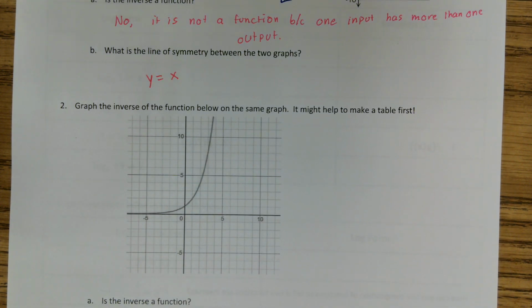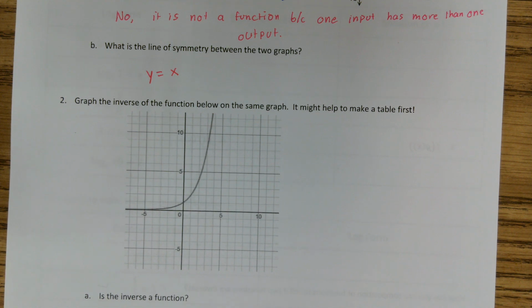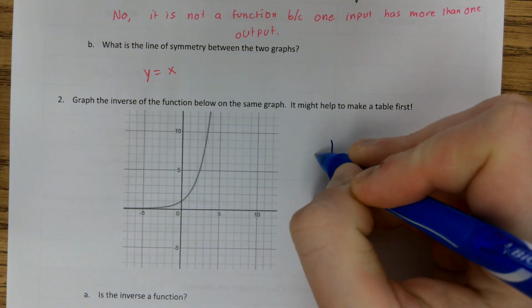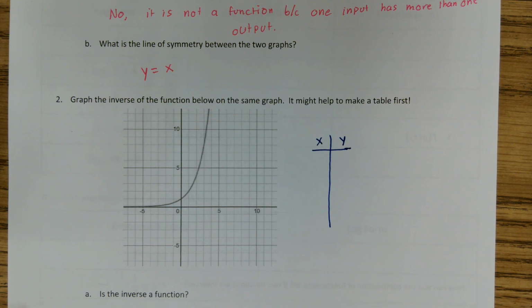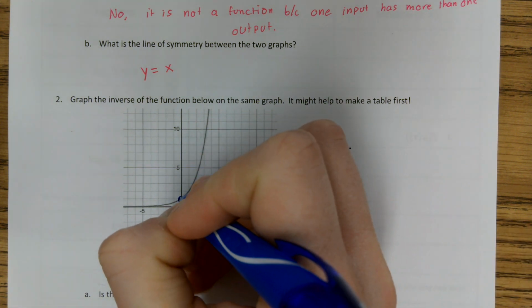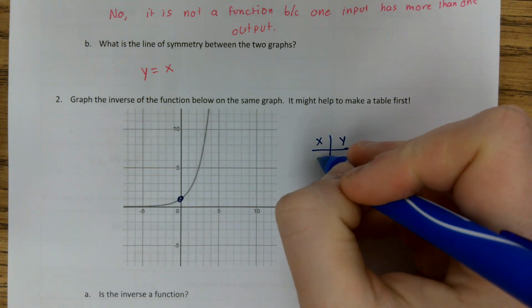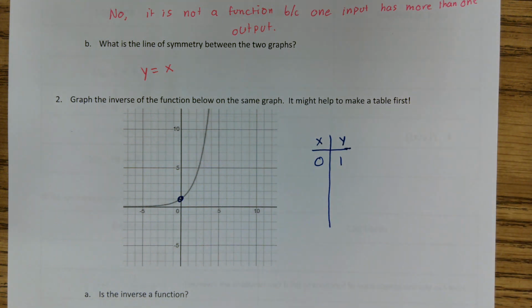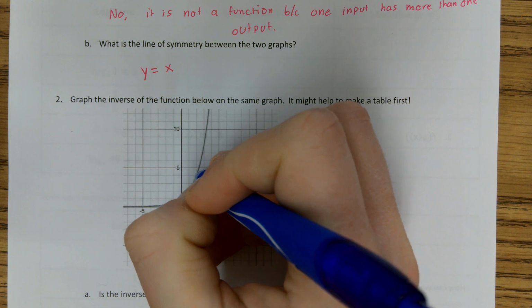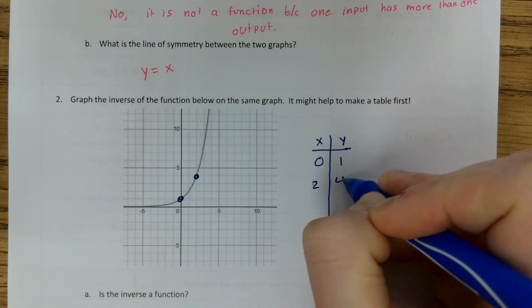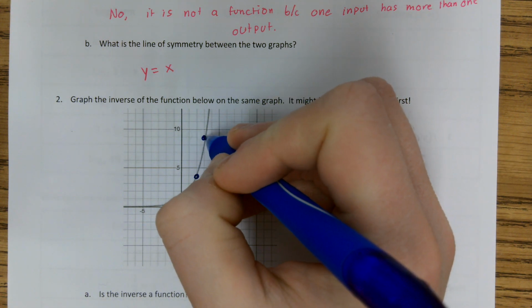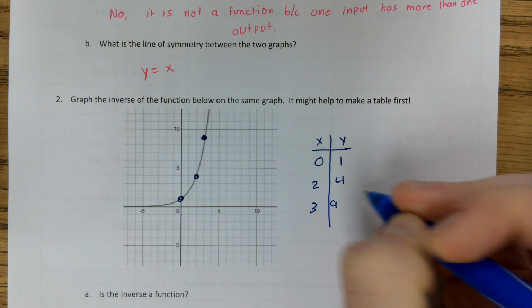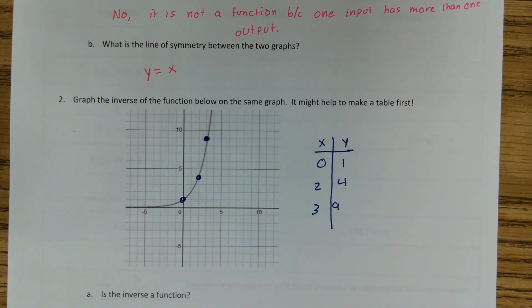So number 2, they give you an actual graph now. Now your job is to actually find the points and graph the inverse, all right? So in this case, all you have to do is find some points that it intersects with, so x and y, and figure out how we can graph it. I see the first point is (0, 1). Another point that I see, (2, 4). Another point I see, (3, 9). All right, so in this case, that is our exponential function.